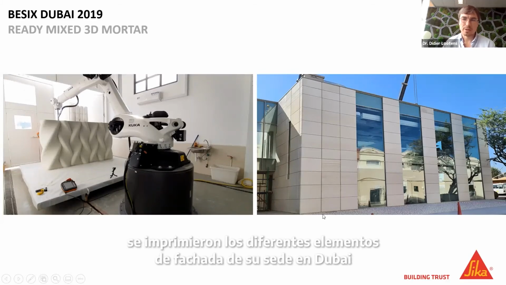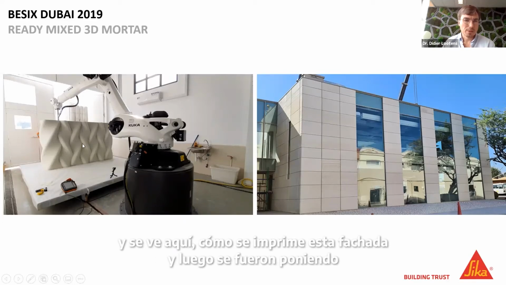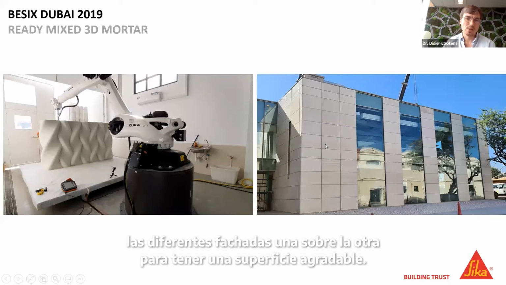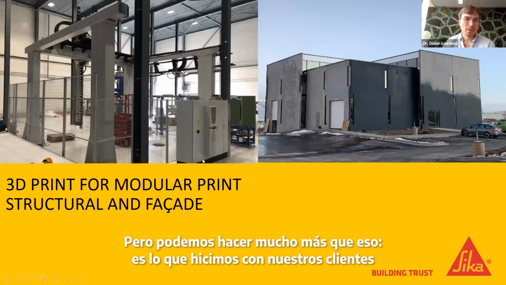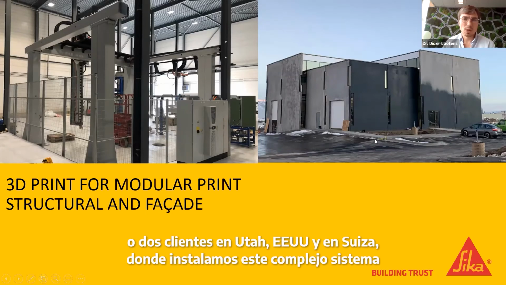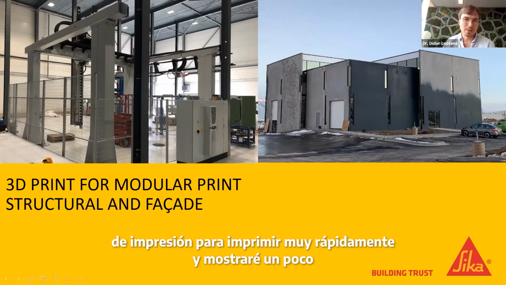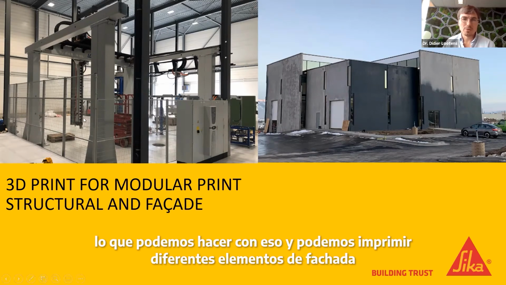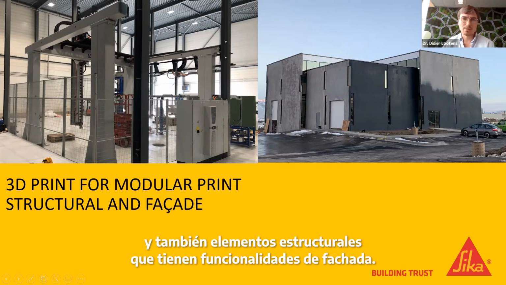They were printing the different facade elements of their headquarters in Dubai. And we can see here, they print this facade, and then they were putting the different facade elements one over the other to have a nice surface. But we can do much more than that. That's what we did with two clients, in Utah in the USA and in Switzerland, at Fantranger, where we installed this complex printer system to print very quickly. And I will show a bit what we can do with that. We can print different facade elements, but also structural elements which have facade functionalities.